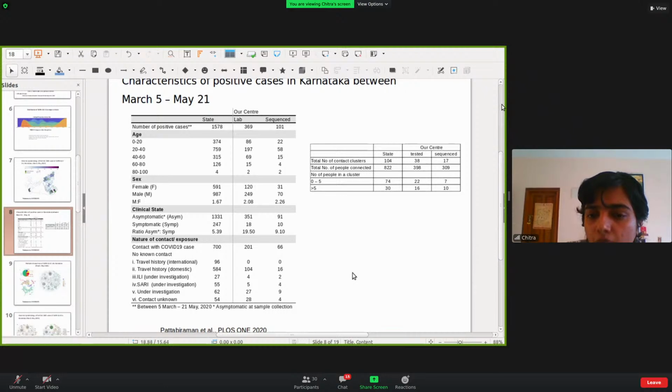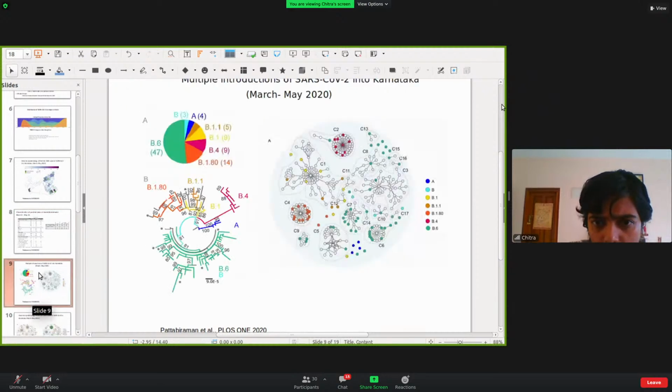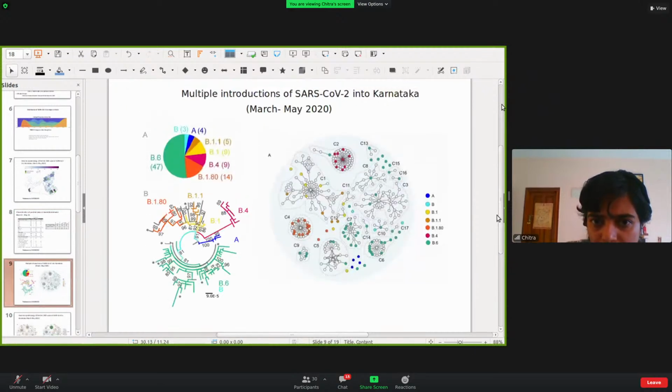And so what we had was contact tracing information, as I mentioned. So we did cluster analysis. There were 104 contact clusters in the state at this time. We sequenced only 17 of them, but we captured about 1/3 of all the clusters with more than 5 people. So I think it was pretty reasonable, the representation that we got. So this is what we had.